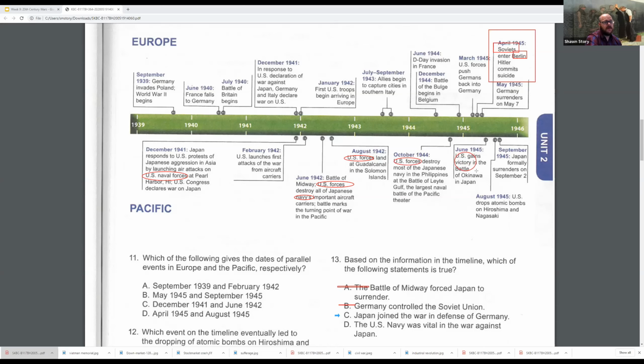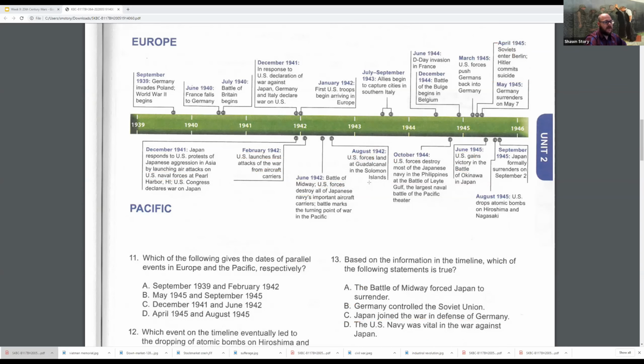U.S. launches first attack from aircraft carrier, which would be the Navy. So like the U.S. Navy, every single one of these says U.S. Forces, U.S. Forces, U.S. Forces. Was the U.S. Navy vital during the war against Japan? I would say yes. That is our best answer because I can find a lot more evidence and support for that than I can for C. I can't find anything disproving it, but I also can't find any support for C. So D is our best answer.